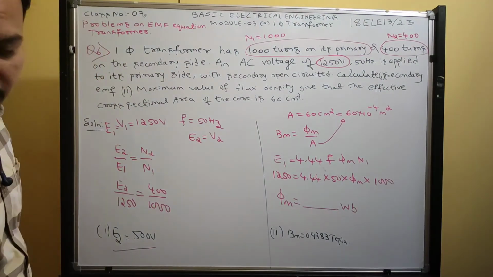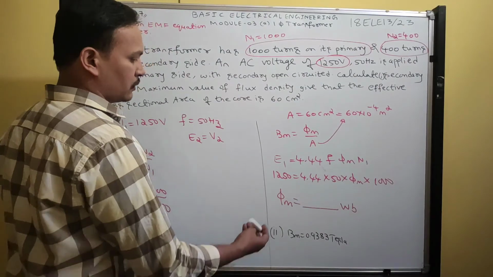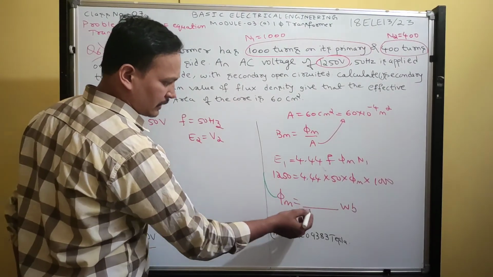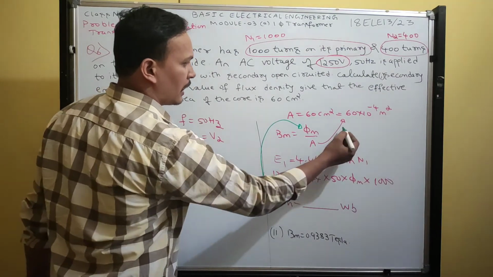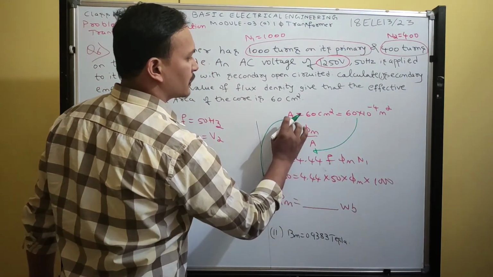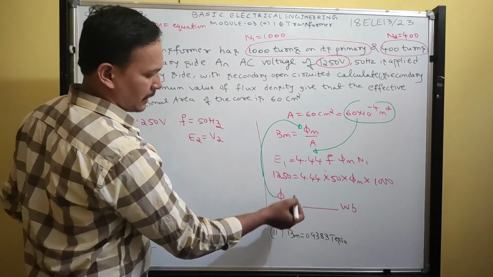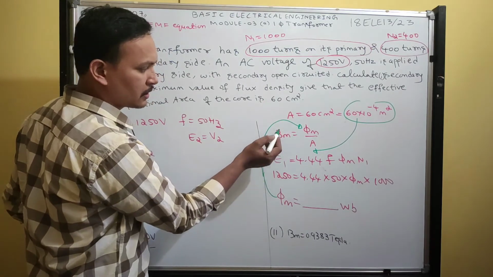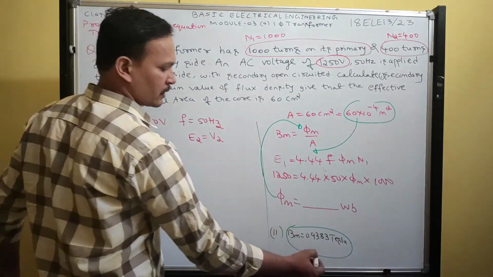Once you get that flux value, now substitute this flux, whatever answer you got, and the area value here. Whatever the area is, you substitute this data in the denominator, and this flux in the numerator. Then you will get the maximum flux density in the core as the answer.